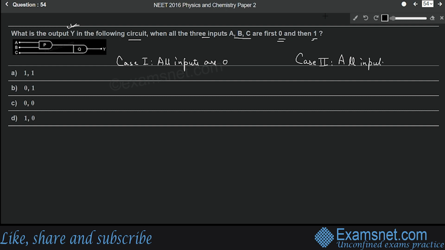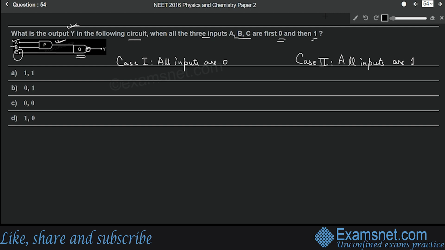Now here you can see that the two inputs A and B are passing through the gate P, and this is the AND gate. Okay, and the output of the P gate along with the input C are passing through the Q gate, which is a NAND gate, because here there is a NOT.